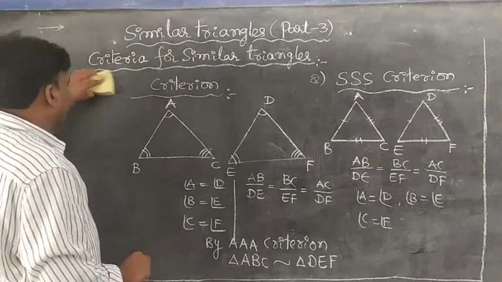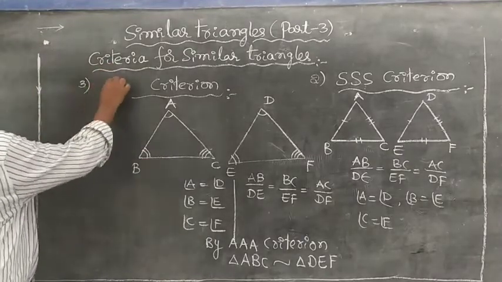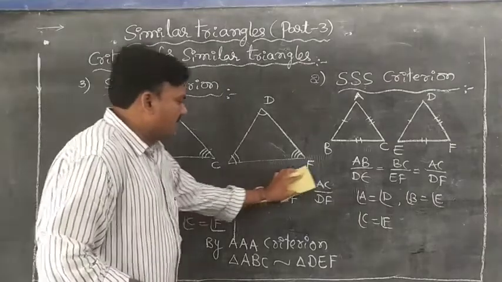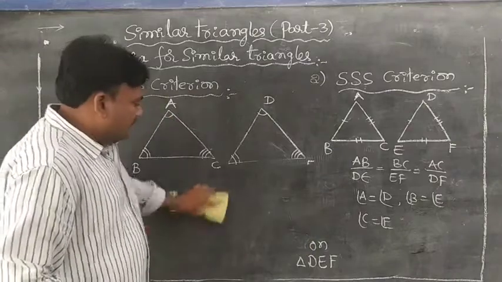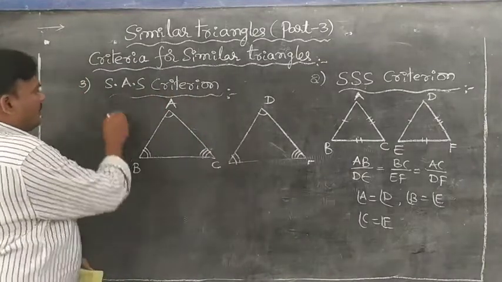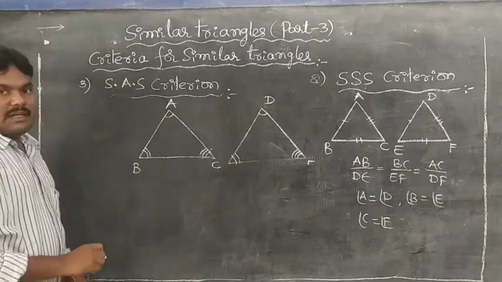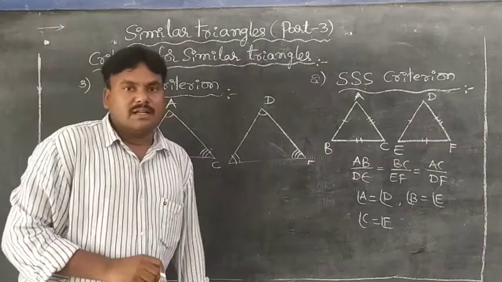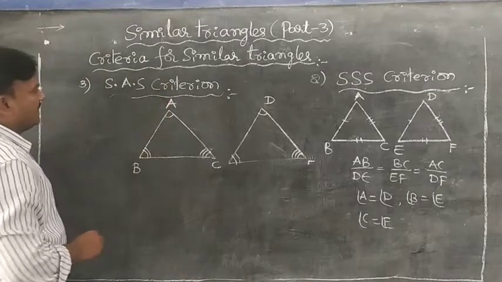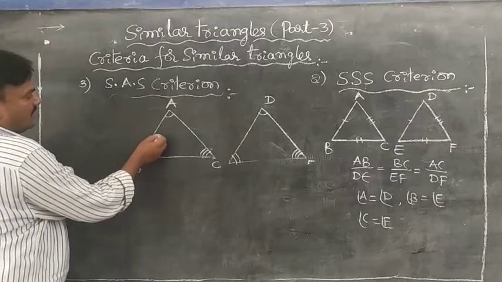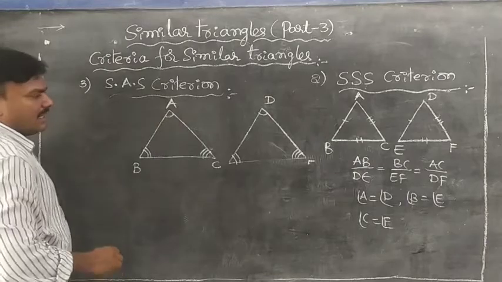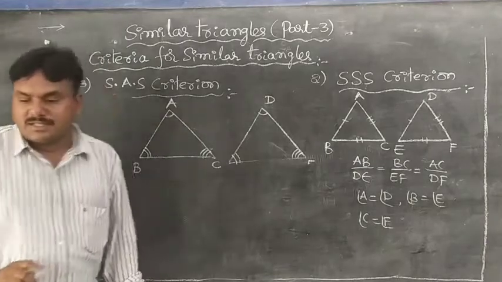What is the third criterion? SAS criterion. Observe, students. SAS criterion: two sides and the included angle. Observe here, this is one side and this is the other side, and this is the included angle.